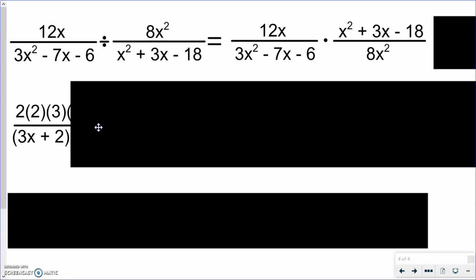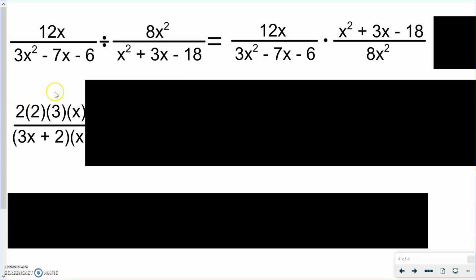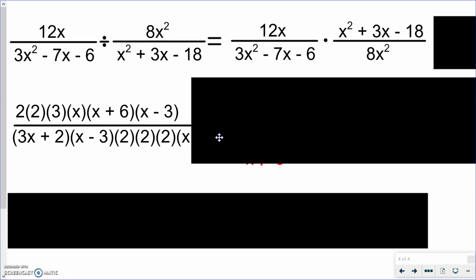So 12x, 12 is 2 times 6, but 6 is 2 times 3. So I wrote 2, 2, 3. That's our 12 and x. That top right, that's a trinomial with no GCF. I'm doing guess and check. x, x, 6, 3, plus minus, and I check the signs.